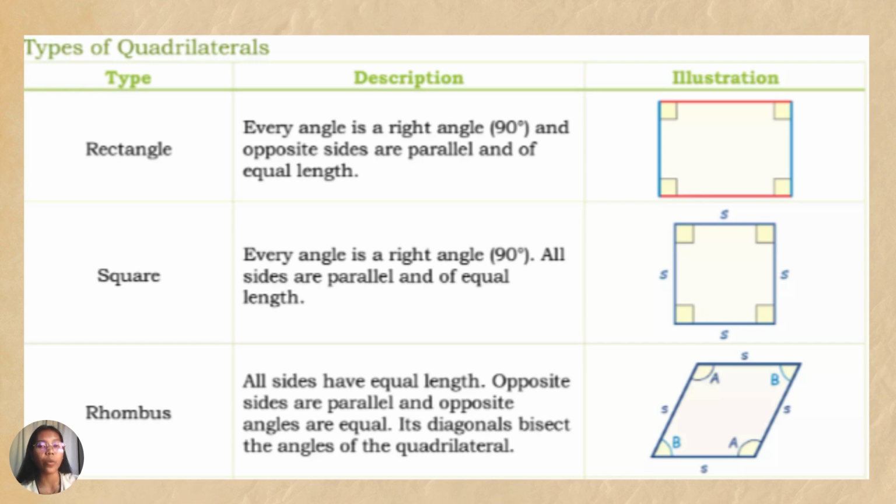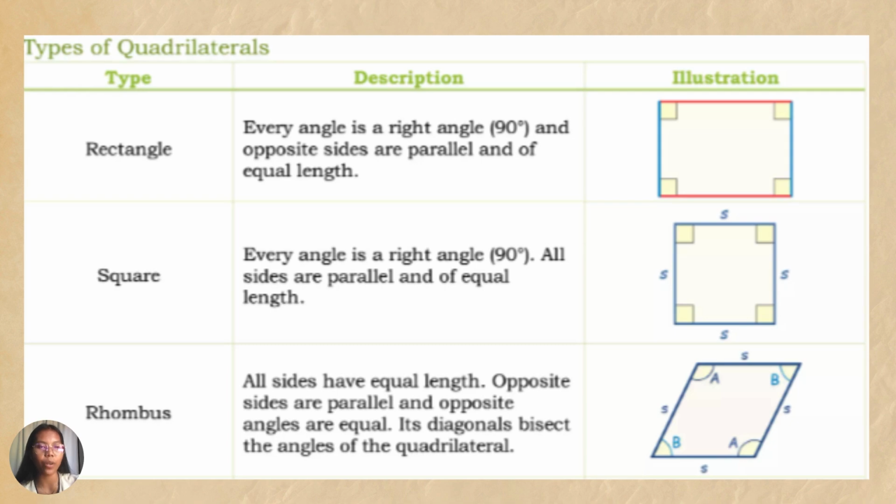Question: can a square also be called a rectangle? Why or why not? Yes, because it has four right angles, but it is a special rectangle where all sides are equal.